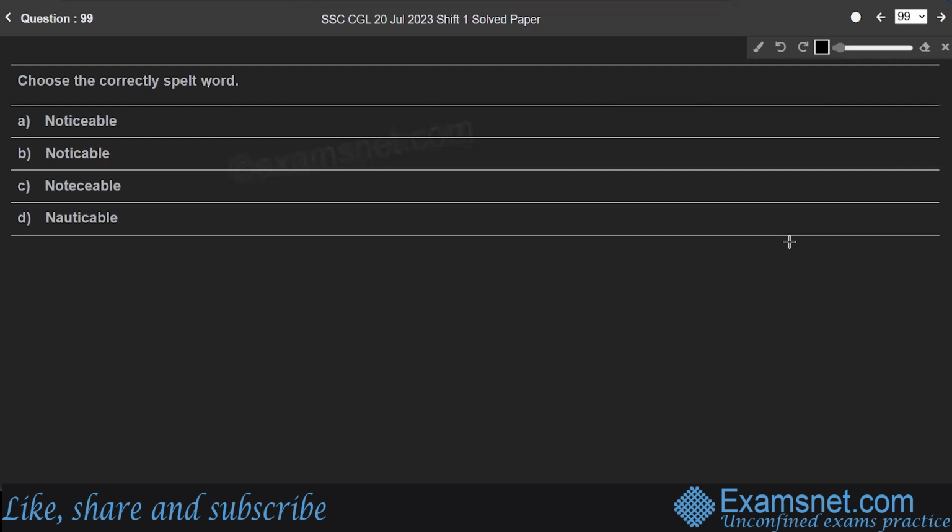Question 99. Choose the correctly spelled word. Here among the four, the correctly spelled word is option A, noticeable. Noticeable means easily seen or noticed. For example, there was a noticeable improvement in his studies after attending the tuition class. Easily seen is called noticeable. Option A is the right answer, which is the correctly spelled word.